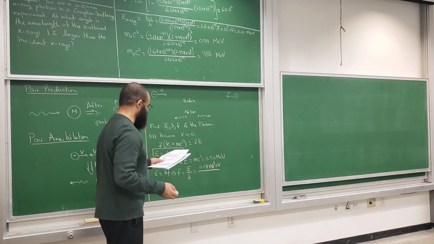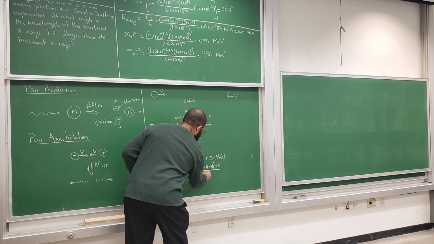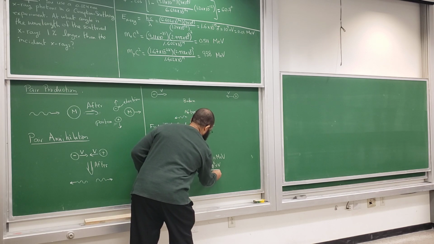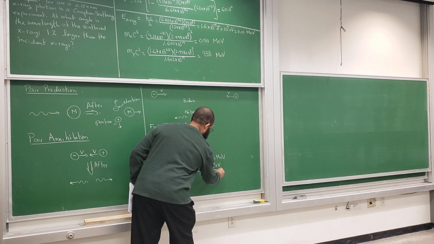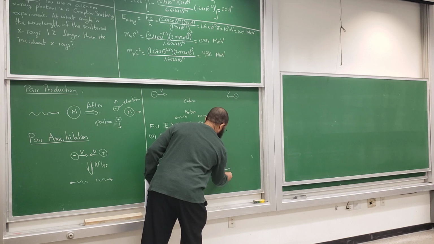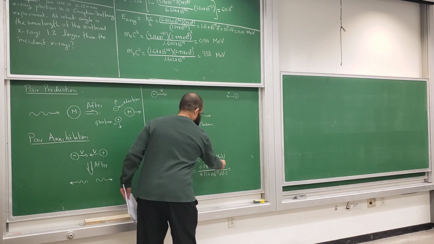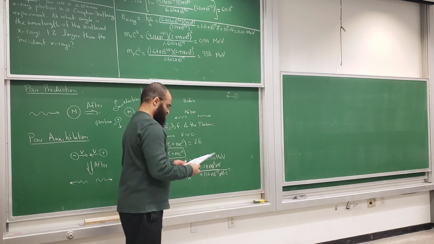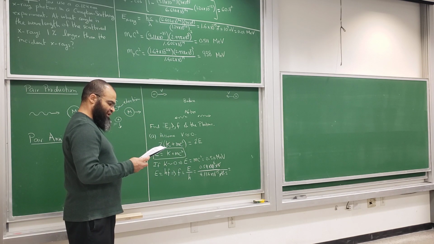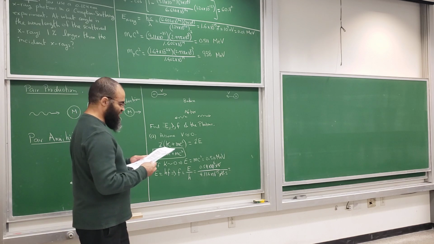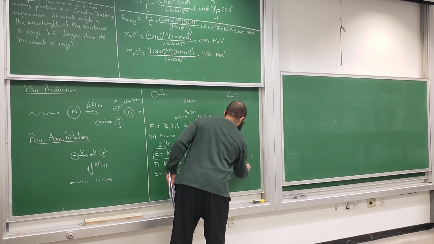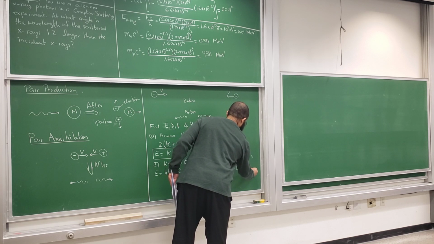But in terms of eV, here's h. It's 4.136 times 10 to the minus 15 eV seconds. So this tells us that the frequency is 1.24 times 10 to the 20 hertz.